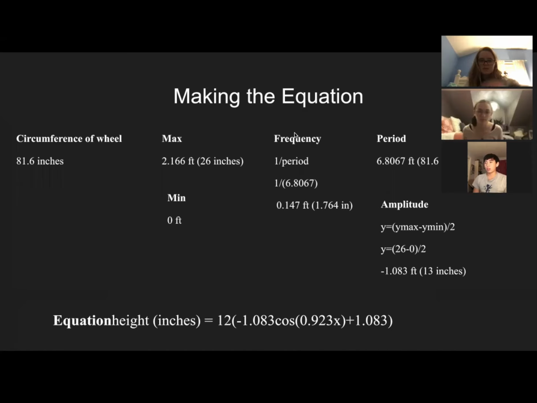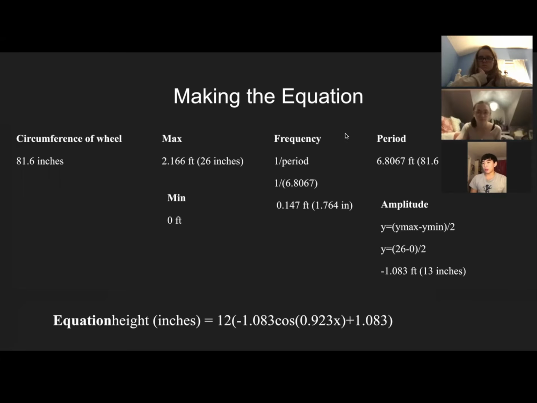For the frequency, or the period actually, it would take one entire rotation of the wheel to get it all the way back to 0. And to do that, the bike would have to travel the circumference of the wheel, which is 81.6 inches. Therefore, the period of the sinusoidal function would be 6.8067 feet, or 81.6 inches. And from that, we could also calculate the frequency by putting 1 over the period, and we got 0.147 feet.